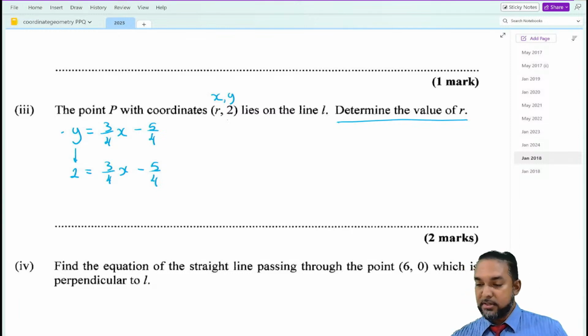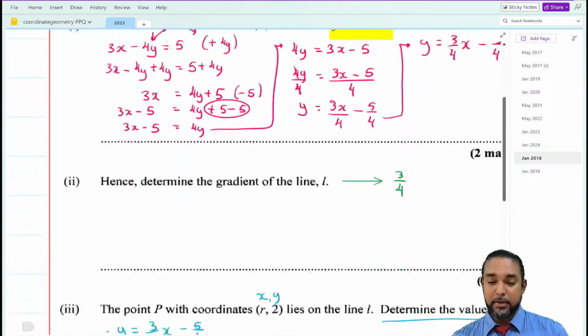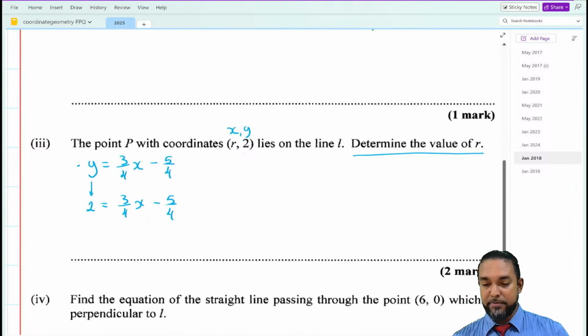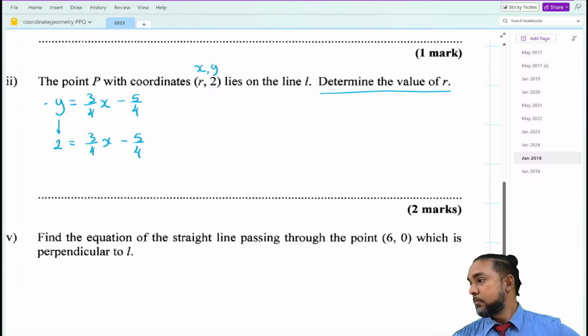GA paper, is this? This is Jan 2018 question. I'm not sure which question, but it's either going to be 3 or 4. It's the coordinate geometry aspect of the paper. But Jan 2018. Look.